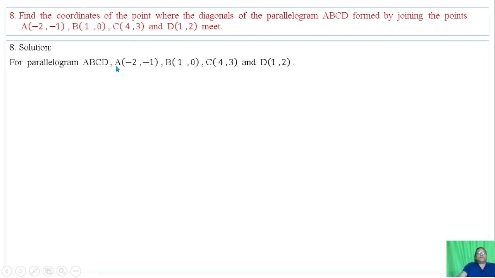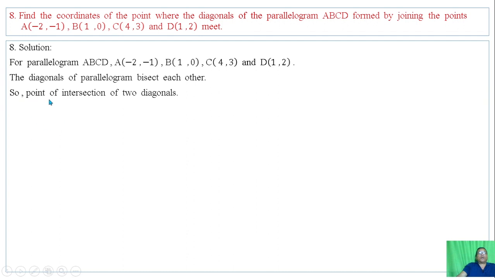For the parallelogram ABCD: A whose coordinates are this, B whose coordinates are (1, 0), C whose coordinates are (4, 3) and D whose coordinates are (1, 2). The diagonals of a parallelogram bisect each other. So the point of intersection of the two diagonals is equal to the midpoint of diagonal AC or BD.